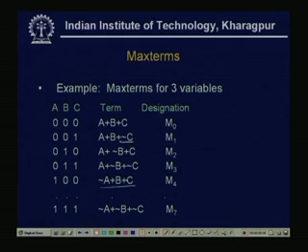See why, but before that I complete this. Again the designation is that the subscripts are the decimal equivalent of the Boolean value that ABC is taking, and this is normally denoted by the capital M, that is M0, M1, M2, M3, M7. Now, see why the reverse convention is maintained.